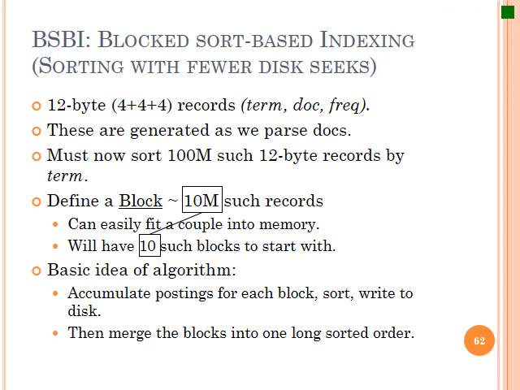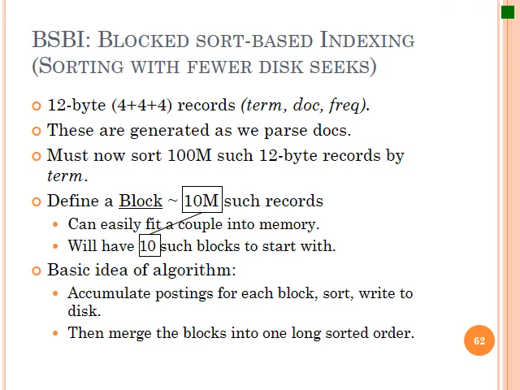And they are generated as we parse the document, right? Because as you parse the documents, you decide, I have seen this term in this document, so I need to generate a new posting. So you must sort 100 million such 12-byte records by term.